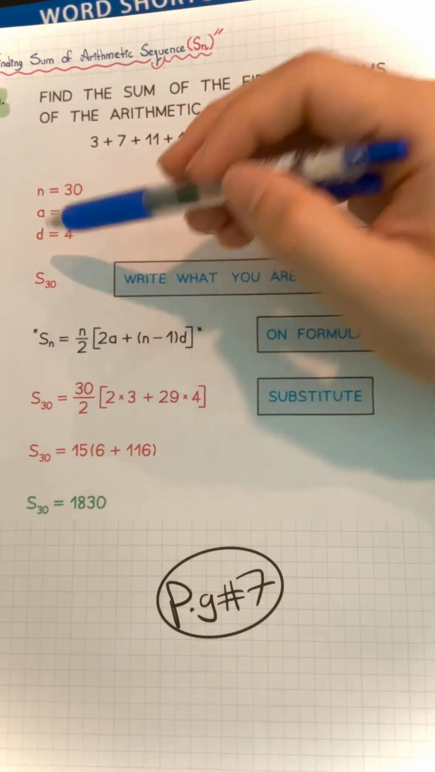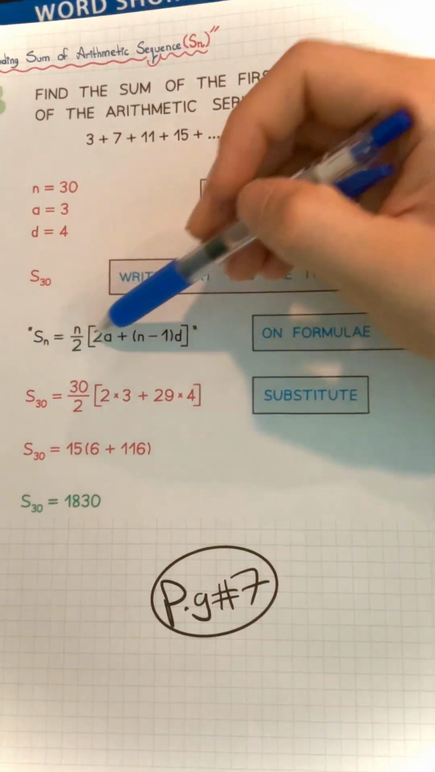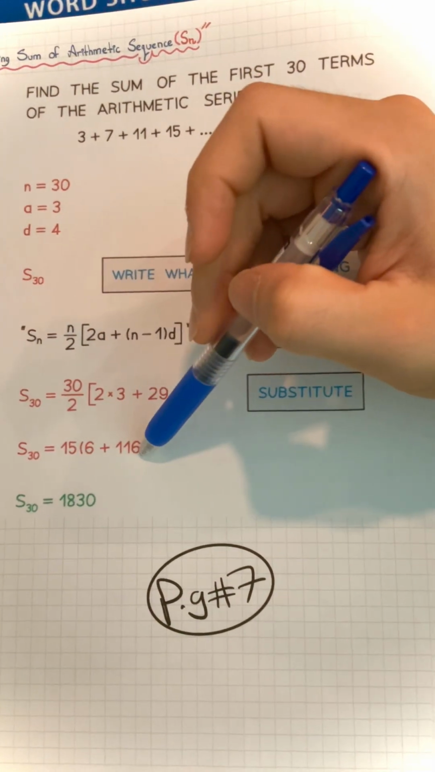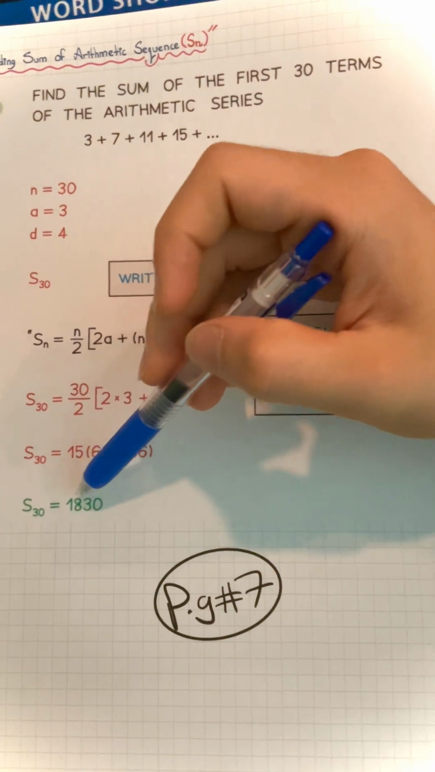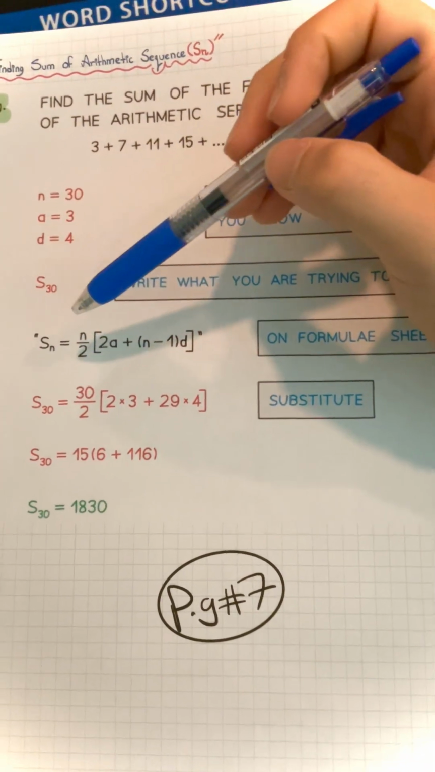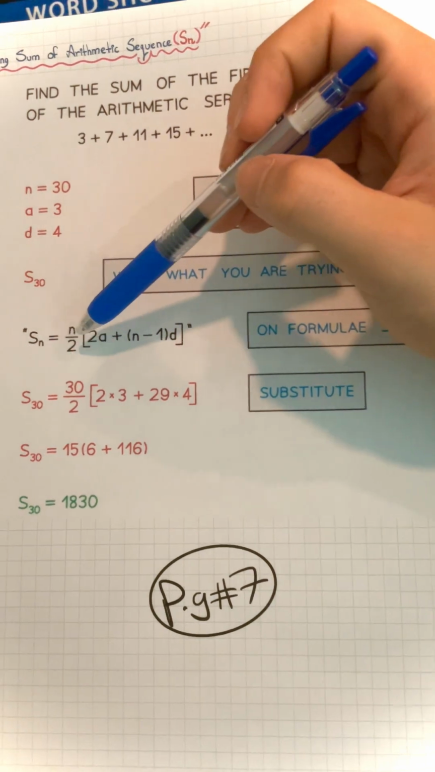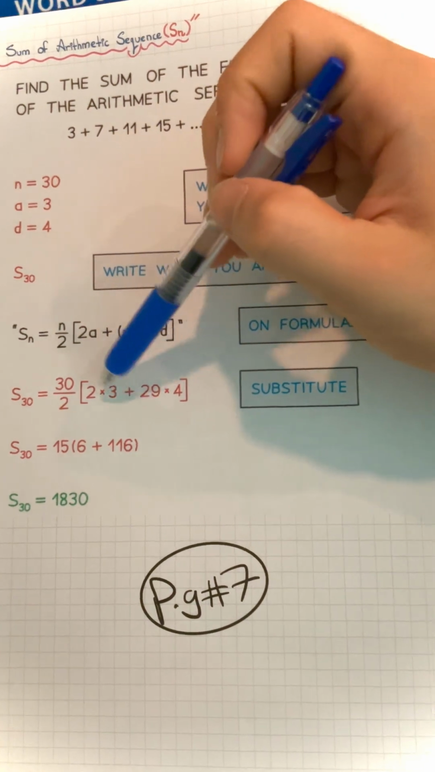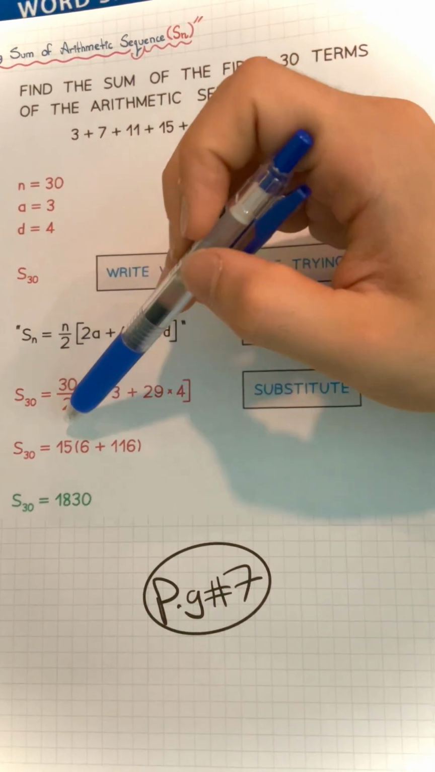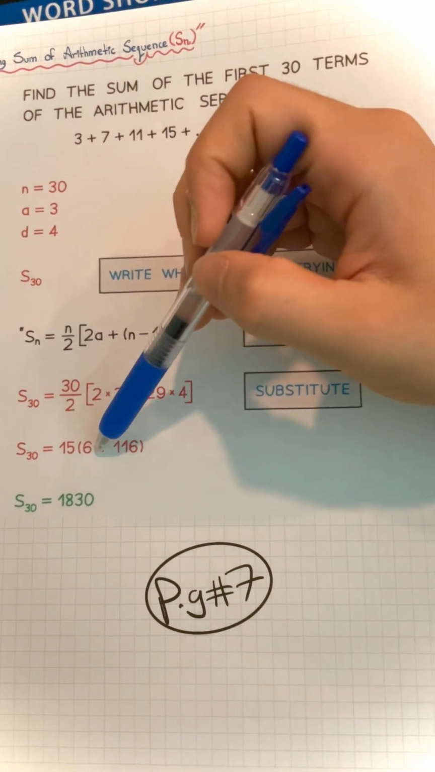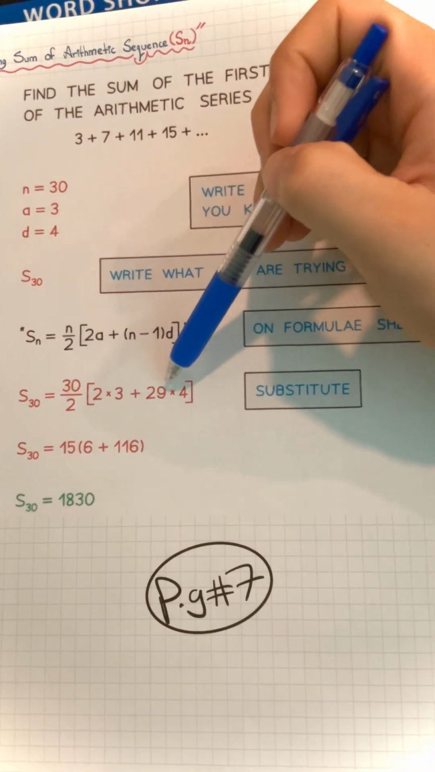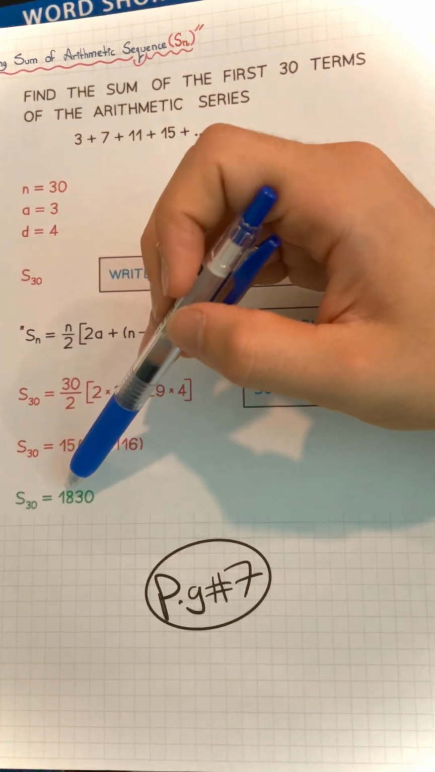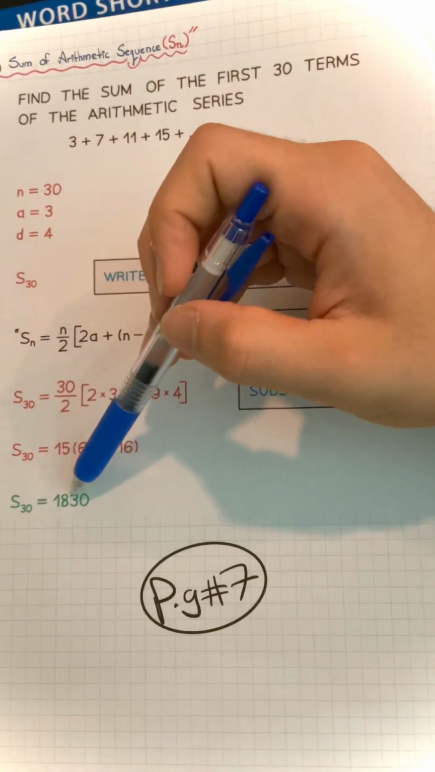So n is 30, a is 3, d is 4. Just take these 3 values, put them in the equation, put that in the calculator, okay? Or you can use simplification, simplify it to find 1830. Again, if you want it in detail, n over 2 times 2a plus n minus 1 times d. d is 4, a is 3, n is 30. 30 divided by 2, 15. 2 times 3, 6, plus 29 times 4, 116. 6 plus 116 times 15 is equal to 1830. So the sum of the first 30 terms is equal to 1830.